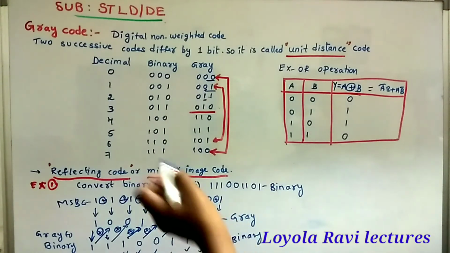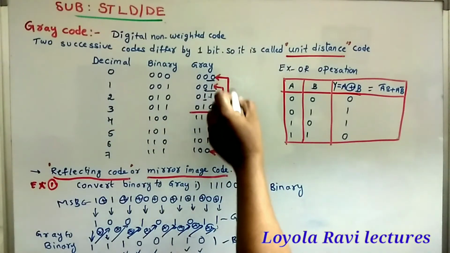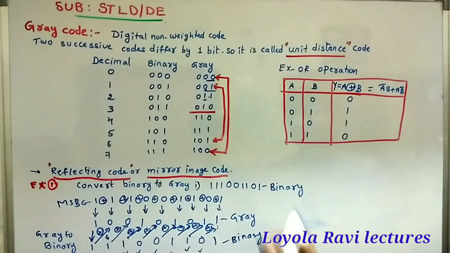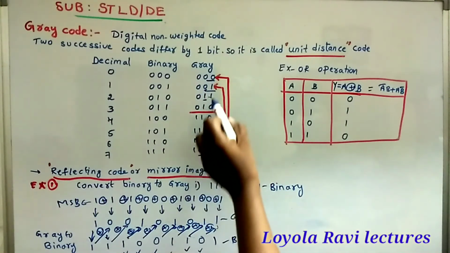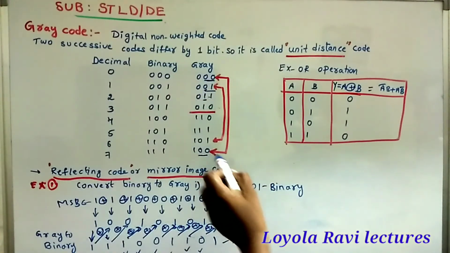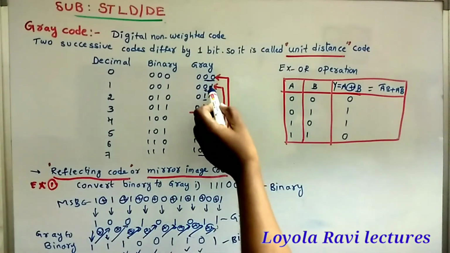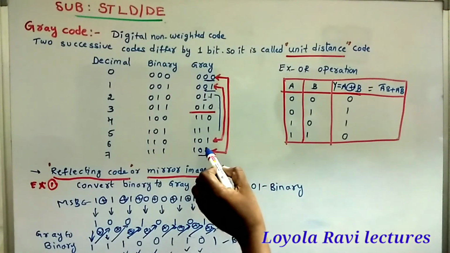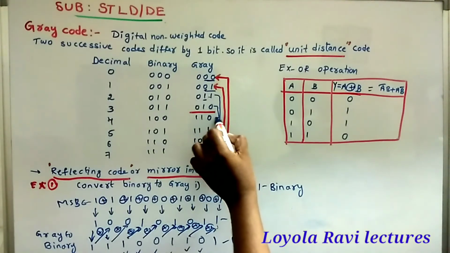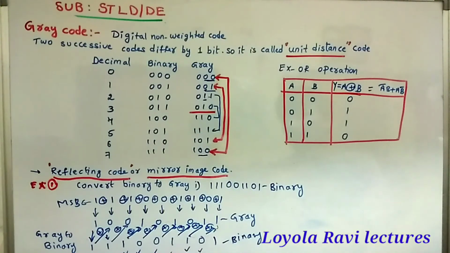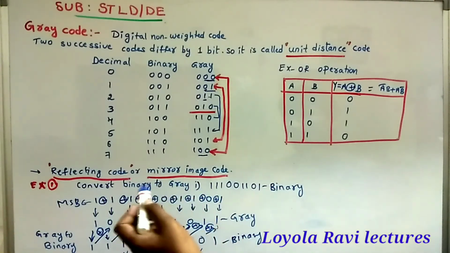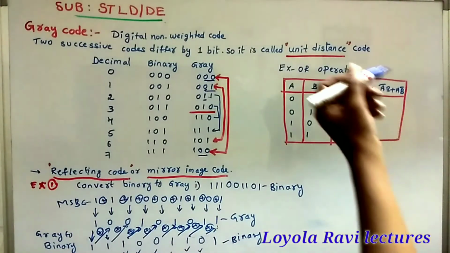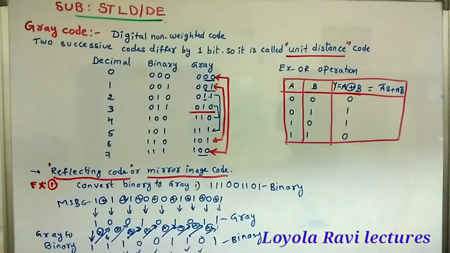In the same manner, after converting this, you can observe the topmost bits and bottom bits. Bottom bits 00 and 00 are the same, 01 and 01 same, 11 and 11 same, 10 and 10. These are nothing but mirror images or reflecting codes. Last 2 bits are reflecting. This is called a reflecting code or mirror image code or unit distance code due to these reasons.